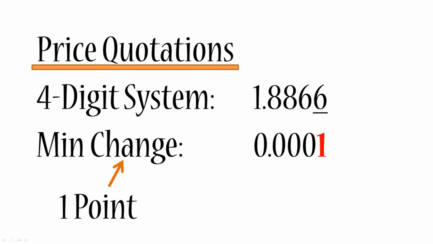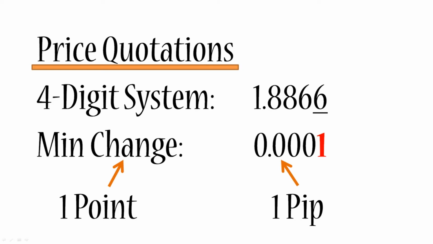So the minimum change is always called 1 point. And this value on the right, 0.0001, is called 1 pip. And it's important to keep these things in your mind separately. The minimum change is 1 point, and 1 pip is 0.0001. So in this case, the minimum change is equal to 0.0001, and that means 1 point is exactly equal to 1 pip. And that's going to be the case for every single currency pair if it is quoted in the 4-digit quoting system.